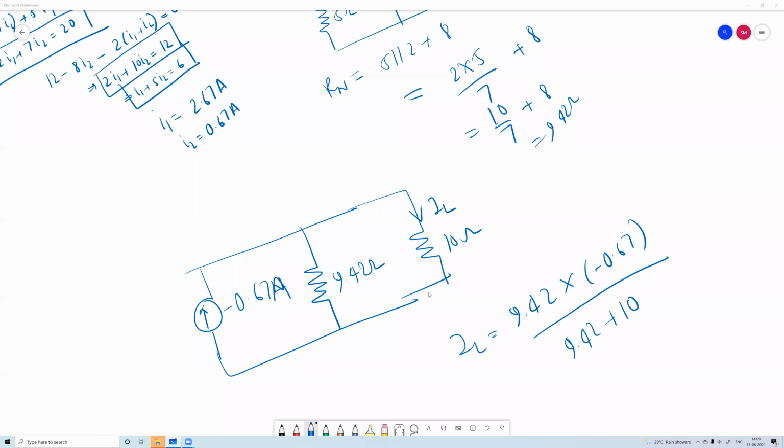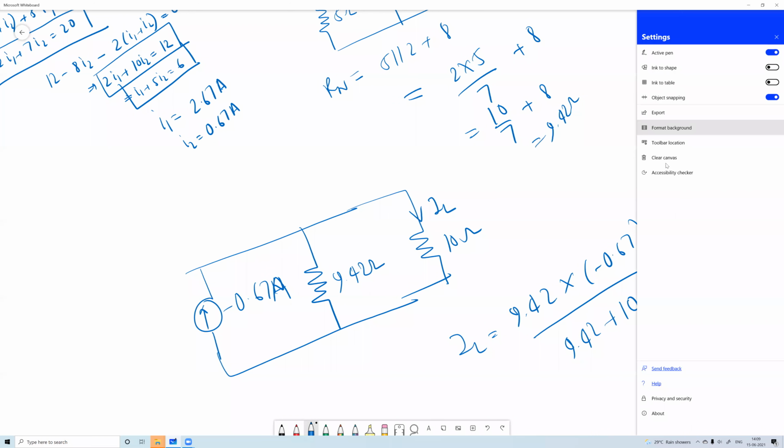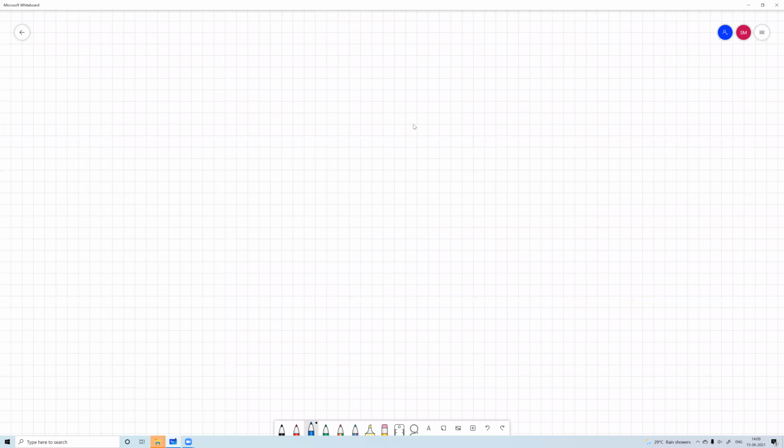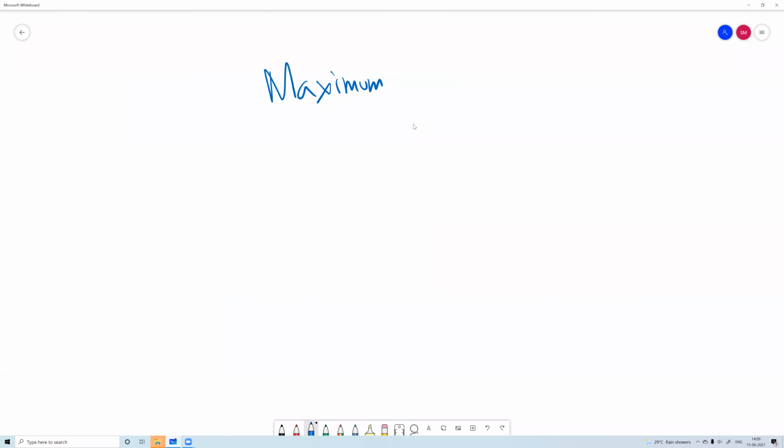Okay. Now we go to the final theorem, the fourth theorem. And this theorem is unique in one sense that we are going to formally prove it. The other three, we did not give any formal proof. But for this theorem, we get a formal proof. And this theorem is called the maximum power transfer theorem.